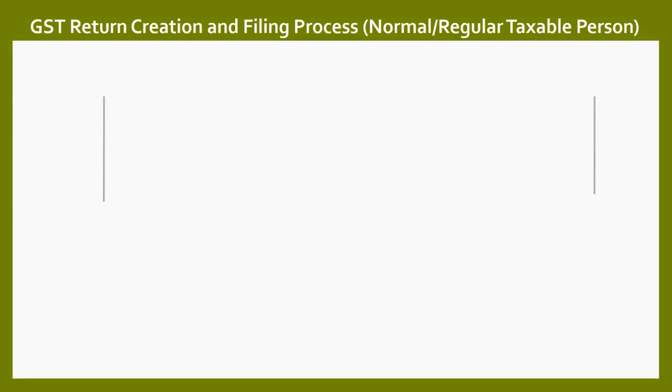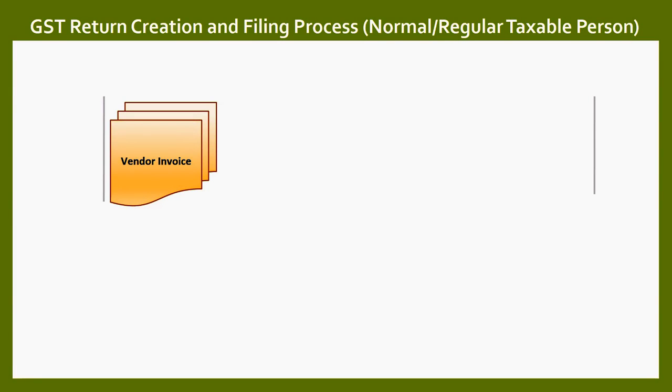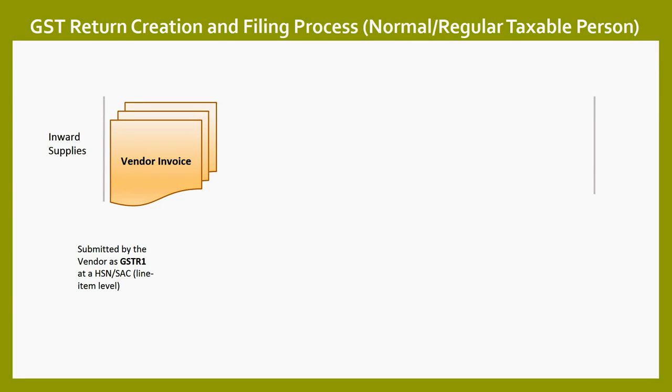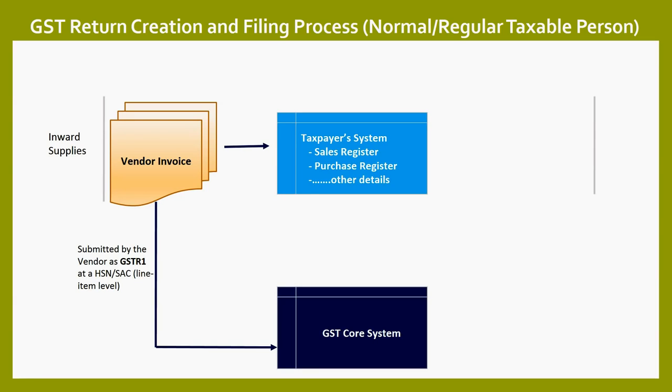So friends, straight away coming to how the creation and filing process will work. The first and foremost thing is that the vendor invoices will be issued to the taxpayer, and these will be the inward supplies for the taxpayer. The vendor will submit these invoices via GSTR1 at HSN SAC level, and these will be submitted to the GST core system. Simultaneously, the vendor will also issue this invoice to the taxpayer. So the taxpayer will record this invoice in his purchase register.